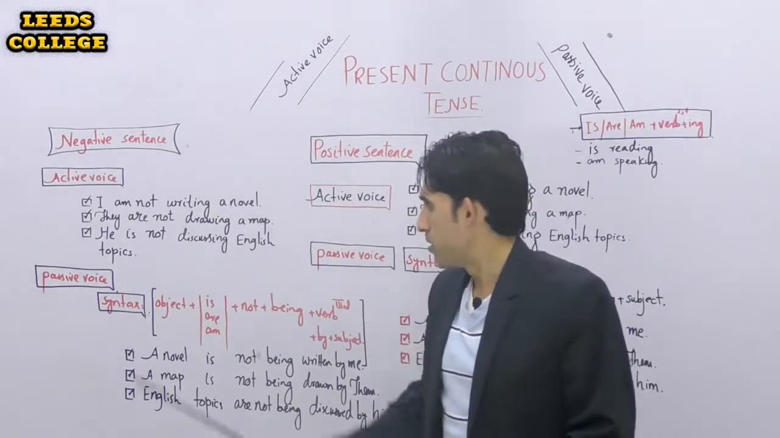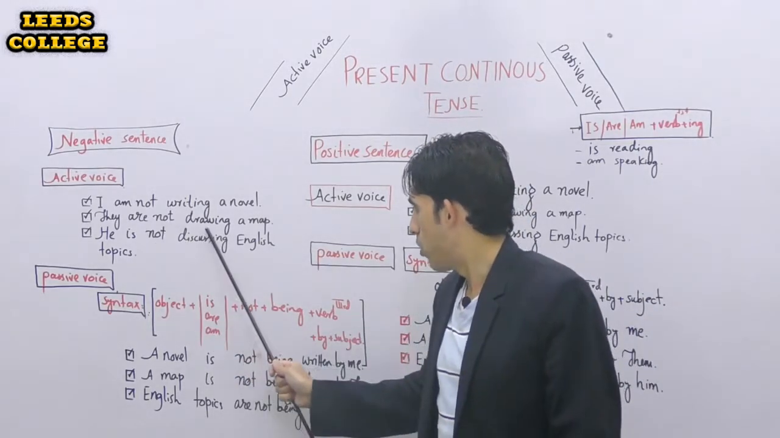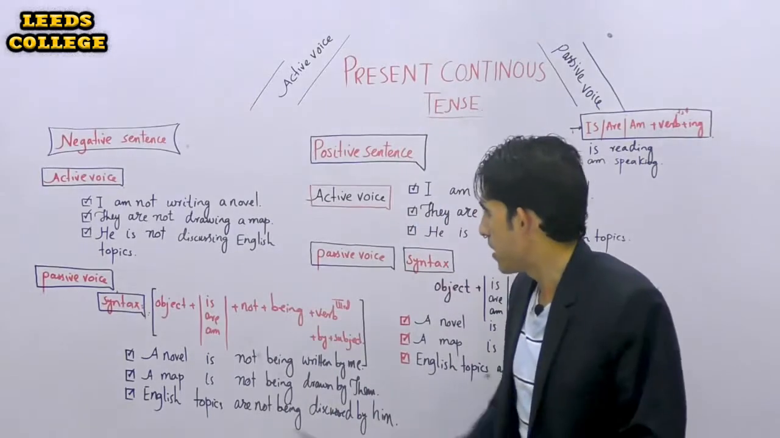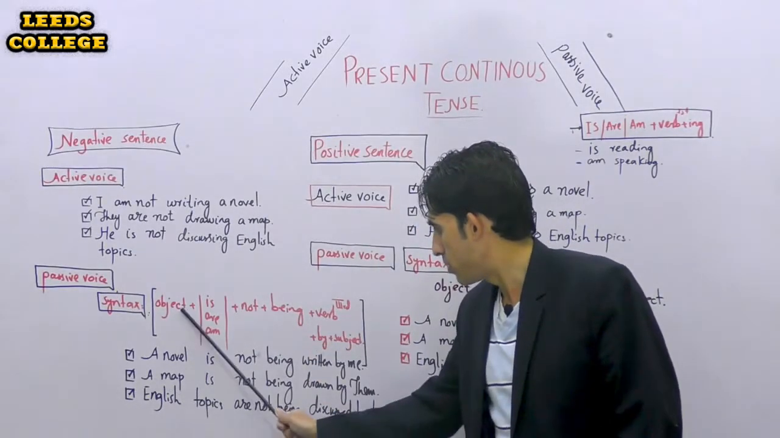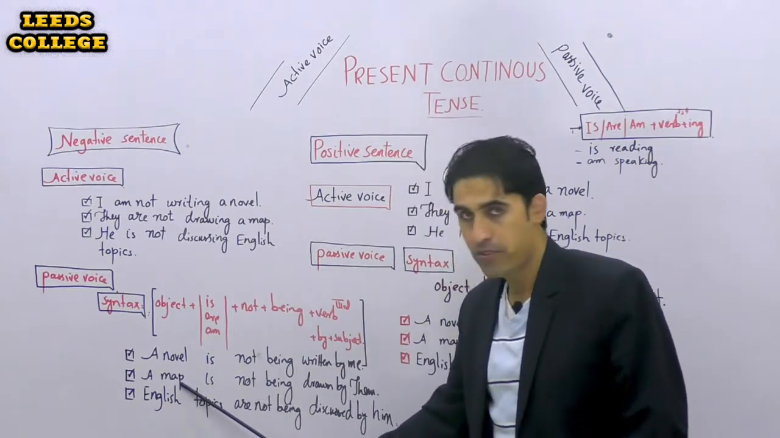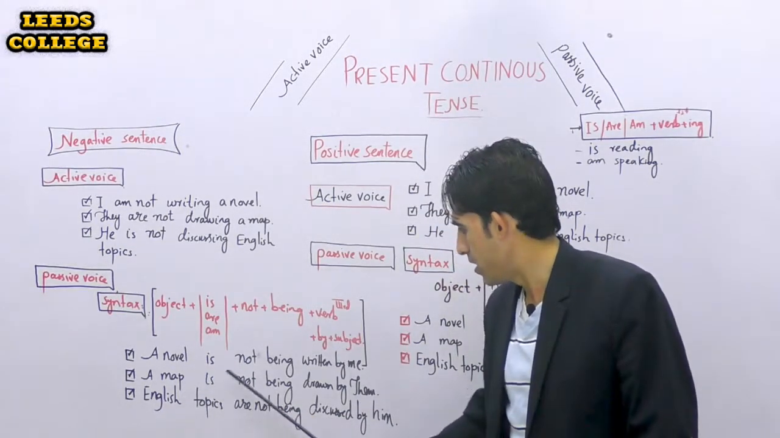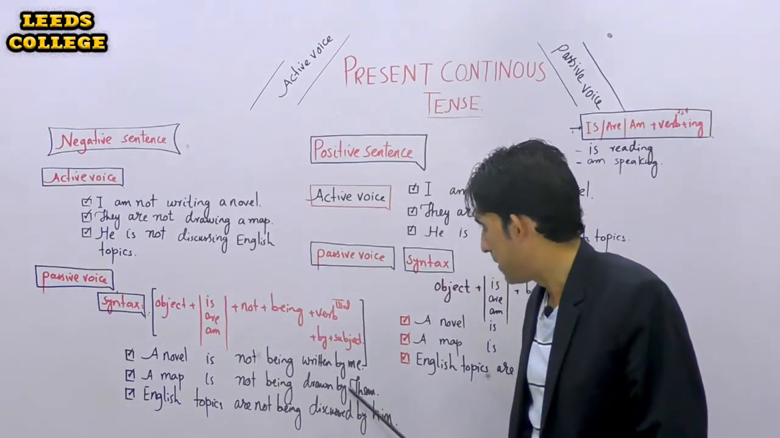We take the second case, they are not drawing a map. Now in this case, a map is the singular object. It comes at the beginning of the sentence according to the formula. A map, singular, takes the singular auxiliary is: a map is not being drawn by them.